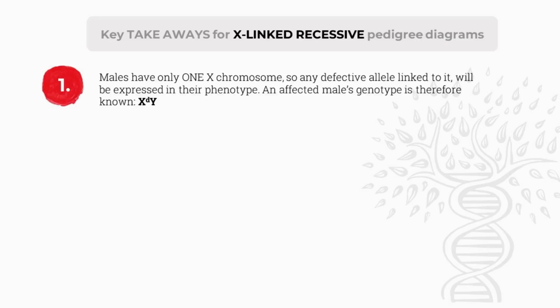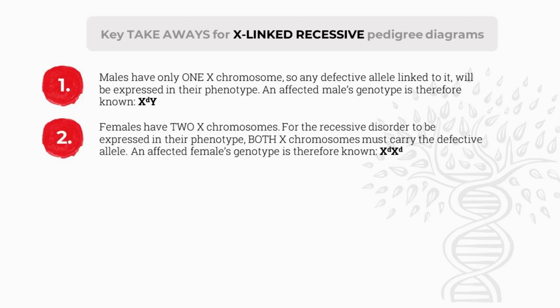Here are some key takeaways from this video. Males have only one X chromosome, so any defective allele linked to it will be expressed in their phenotype. An affected male's genotype is therefore known. Females have two X chromosomes. For the recessive disorder to be expressed in their phenotype, both X chromosomes must carry the defective allele. An affected female's genotype is therefore known.